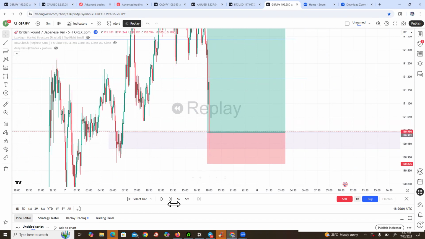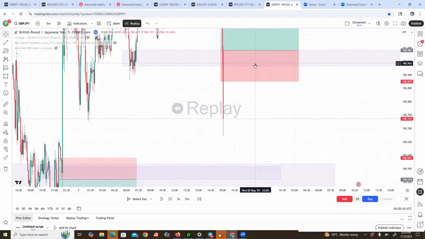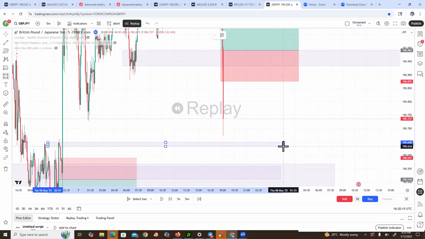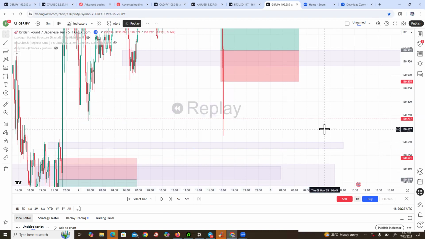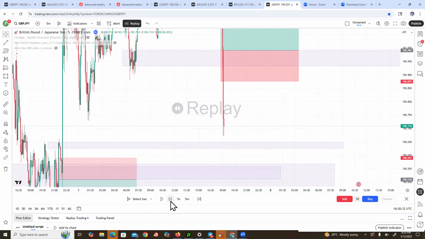Before we enter, we want to see a market structure shift. You see that this order block is not valid. So now let's see if this breaker block will be valid. We enter only if we see a market structure shift. Let's see if it will tap.